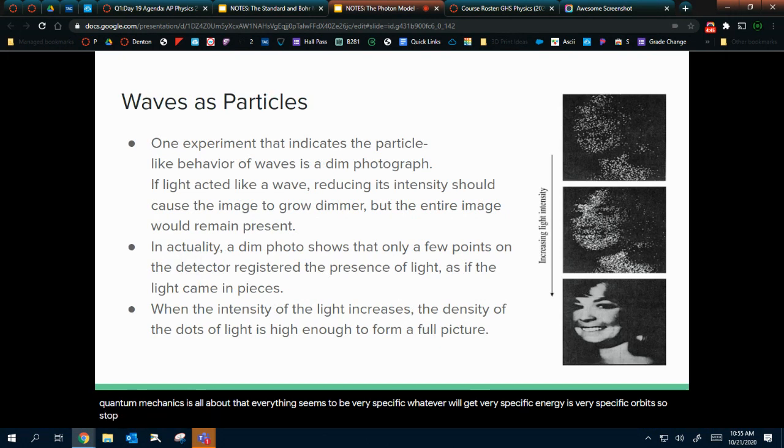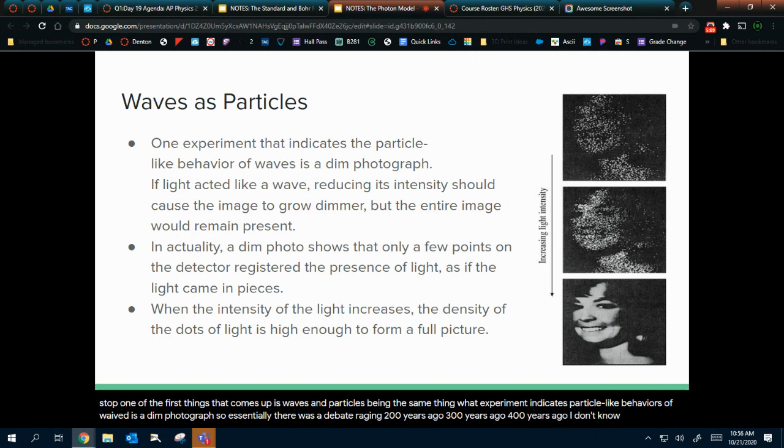One of the first things that comes up is waves and particles being the same thing. One experiment indicates particle-like behaviors of waves with a dim photograph. Essentially, there was a debate raging 200 years ago, 300 years ago, 400 years ago, I don't know. People were debating exactly what an electron is. Is it a piece of matter? Is it a wave? And the experiment that was done was the dual slit experiment. I'm sorry, not dual slit. There's something before that.